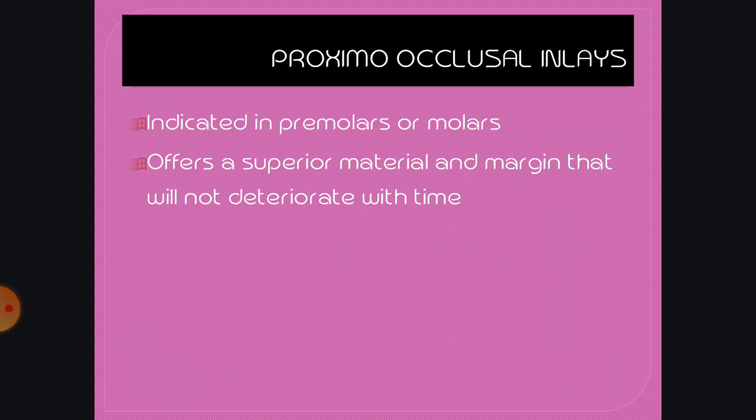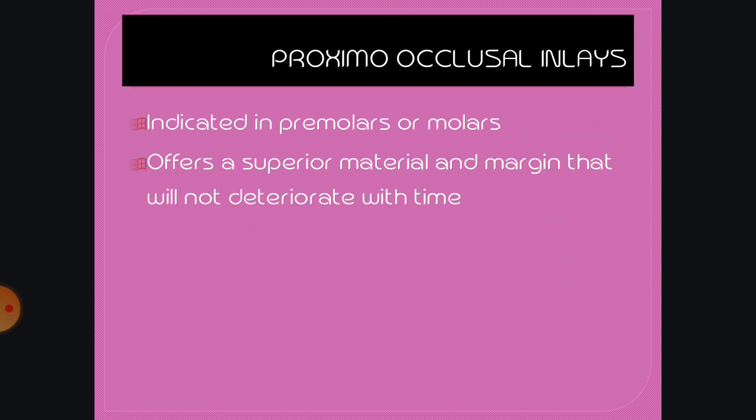Even though I've talked about inlays on class 2 as well as class 1, class 3 and class 5, today we will be talking about inlays given on the proximo-occlusal aspect of a particular tooth. And inlays are usually indicated in premolars or molars.